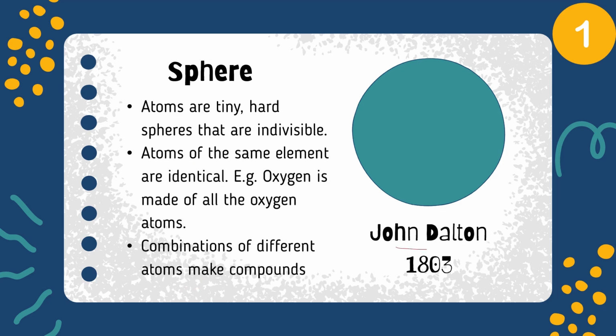After this, John Dalton extended his theory, saying that atoms are tiny, hard spheres that are indivisible. That is, it cannot be cut further. Atoms of same element are identical. Example, oxygen is made up of all oxygen atoms. For instance, oxygen gas is written like this. So oxygen gas is made up of all the oxygen atoms. Then he told combination of different atoms make compounds.